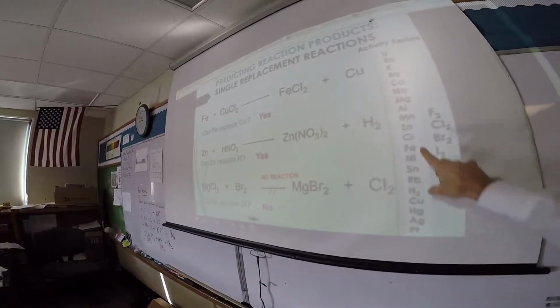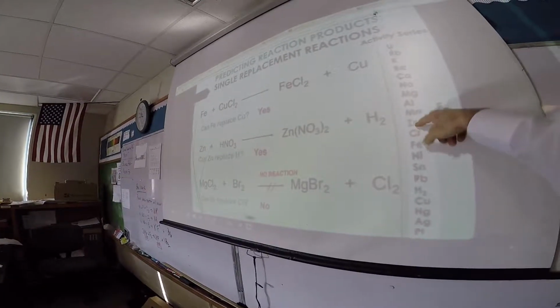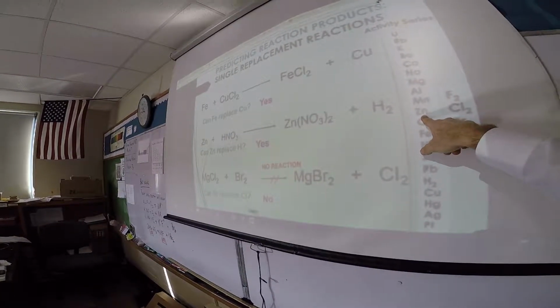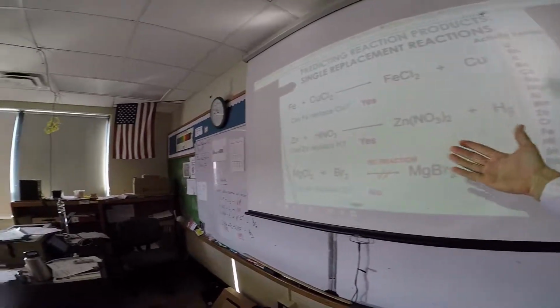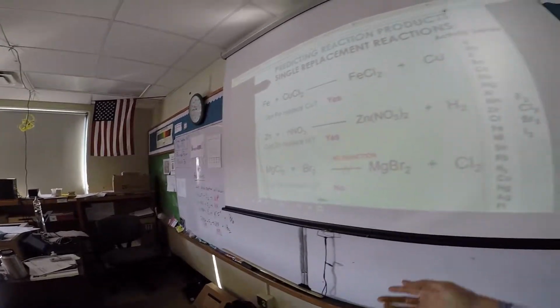You can see here, here's zinc, right? If you don't see the hydrogen above it, then zinc is a better provider. So it's going to go to the zinc. And then we look at magnesium.